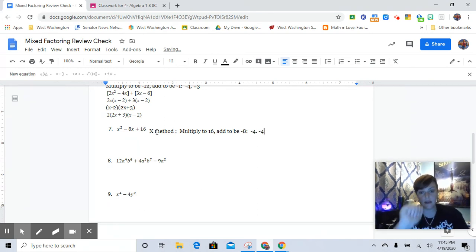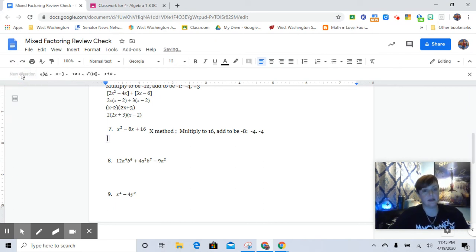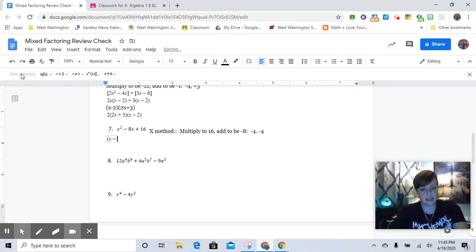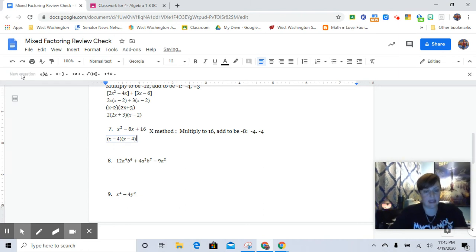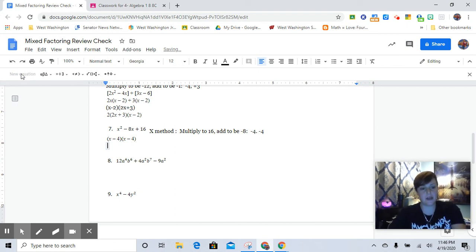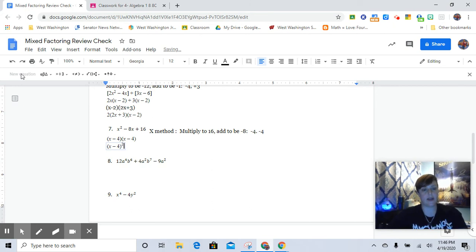That's a period instead of a comma. You know what? I don't care. I'm going to save time on this one. So that means that my answer is x minus 4 times x minus 4. And again, conventionally speaking, this is not wrong, but the way you would see that written is x minus 4 quantity squared. And that is how we do it.